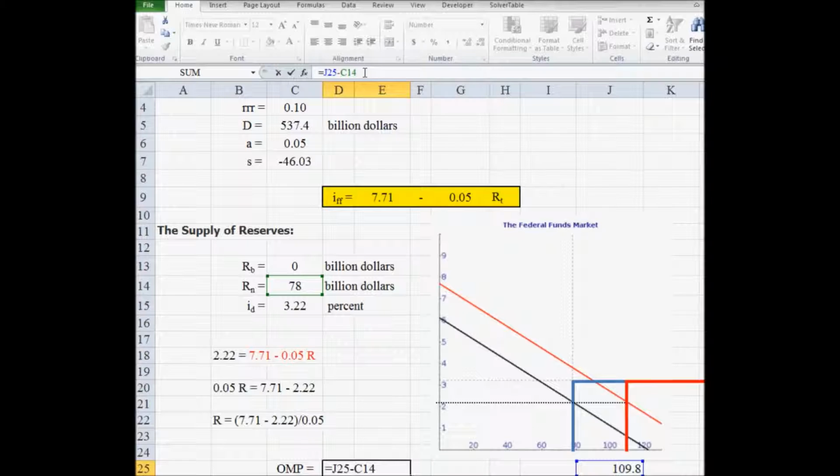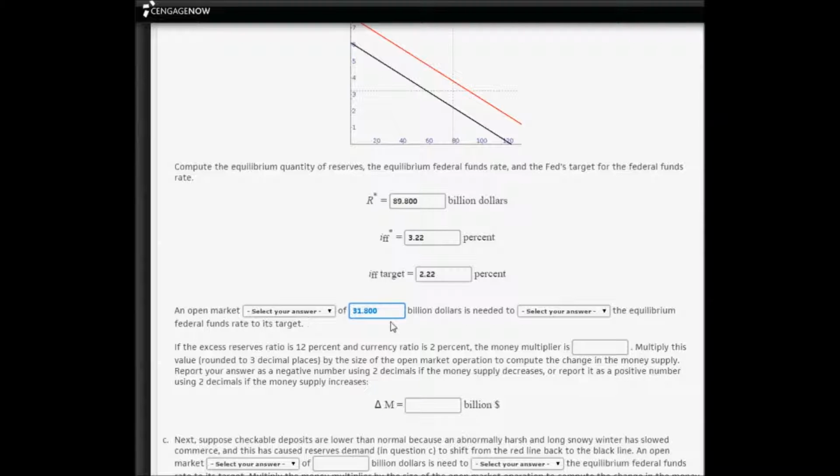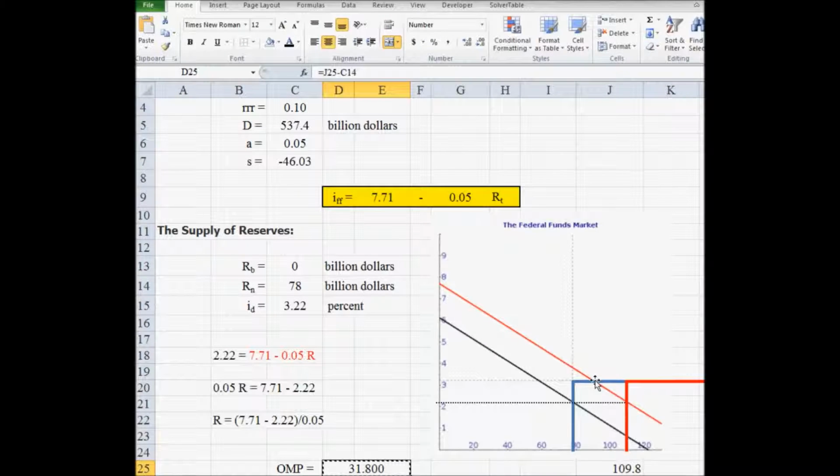And the size of the open market purchase is the difference between the new level of reserves and the initial level of reserves. The new level of reserves is 109.8. The initial level of reserves is 78. So the open market purchase is 31.8. That open market purchase of $31.8 billion will lower the federal funds rate from 3.22 to 2.22.